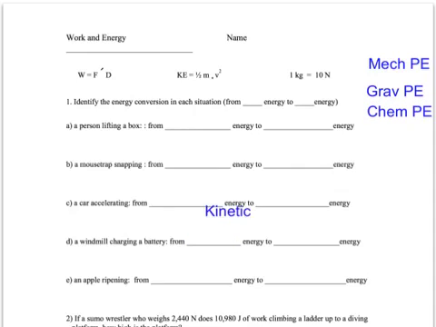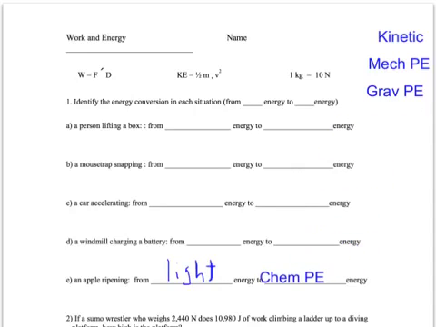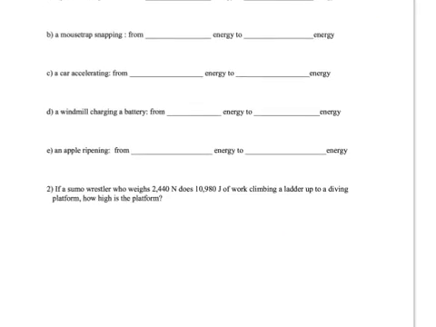Alright, let's move on to D. An apple is ripening. And it looks like I left off a form of energy, so let's go ahead and write it in. It's coming in as light energy. Sorry about that. And it's being stored in the sugars of the apple, so therefore it is ending up as chemical energy. Okay, so now let's look at number 2.